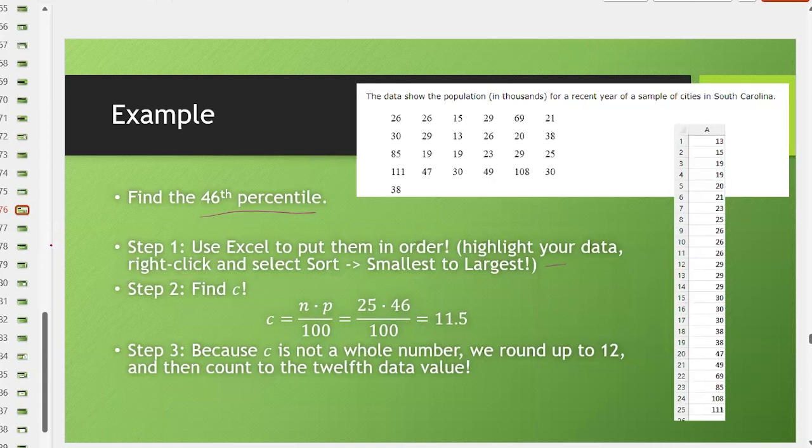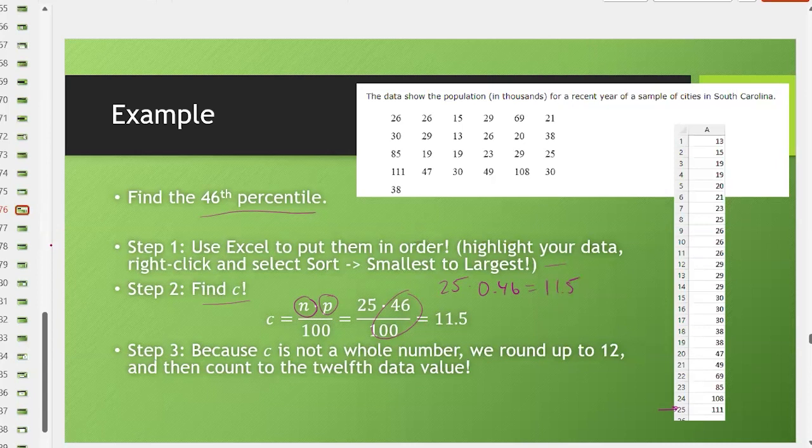Now, the next step is to find this value C. C is just a number we're going to use to find the position in our data set. It is the number of data points that we have, in this case 25, times the percentile that we're looking for divided by 100. So you can also look at this as 25 times 0.46, and that'll give you 11.5.